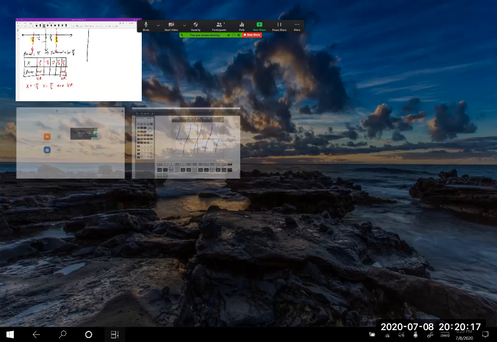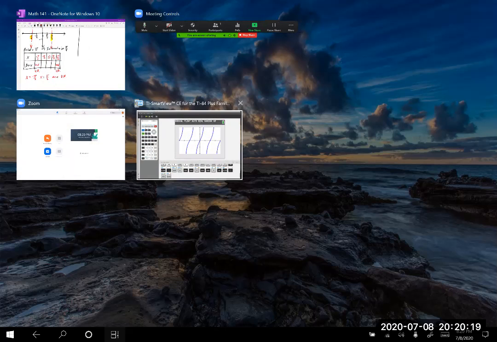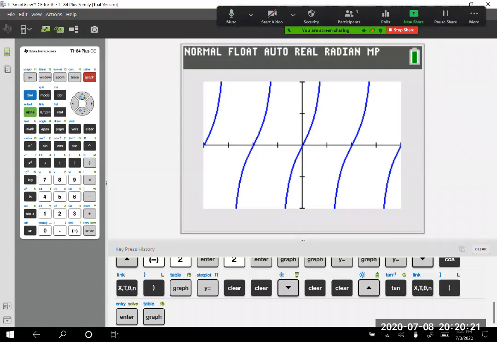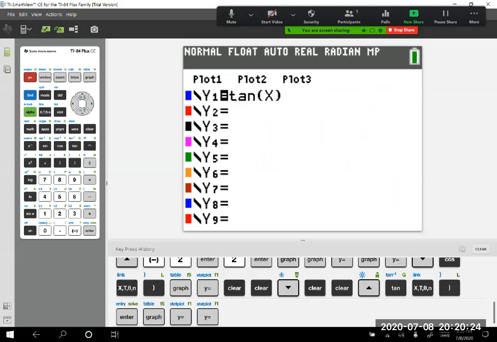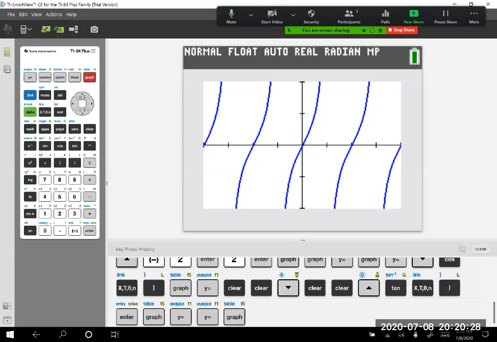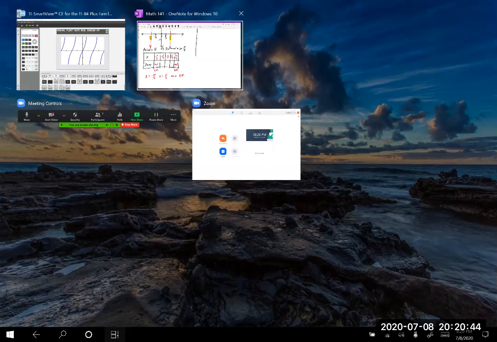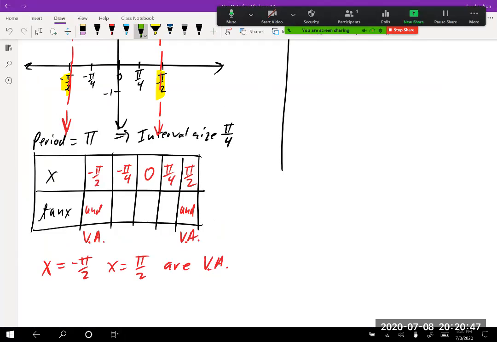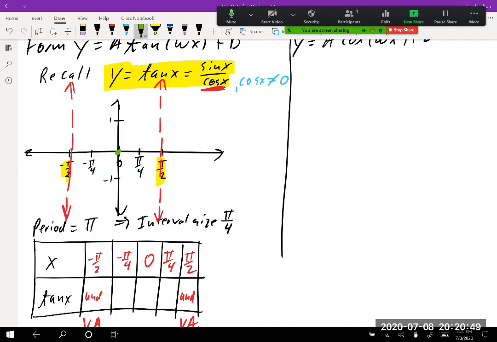So what I want to do is come over here and look. I already graphed, as you can see right here, y equals tan x, and that's what we get. Each of those hash marks is pi fourths. Actually, each of those hash marks is pi halves now that I look at it. So as you can see, we go through the x-axis at 0. So I'm going to cross here at 0.